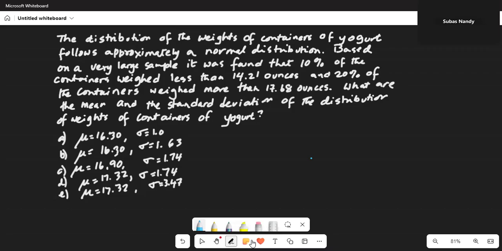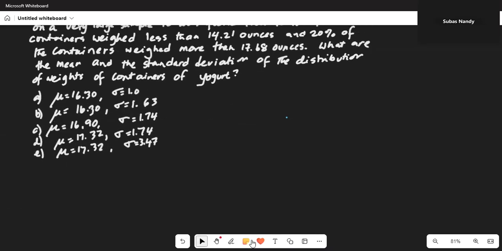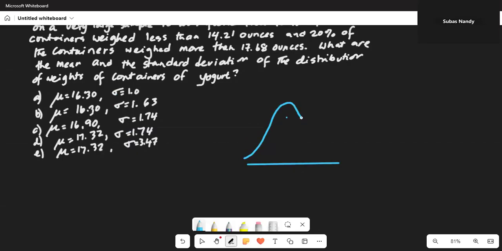There are five options. We have to select the correct option. So let's move a little bit up and draw the diagram. It looks like this. Normal distribution. So the mean and the sigma are unknown.